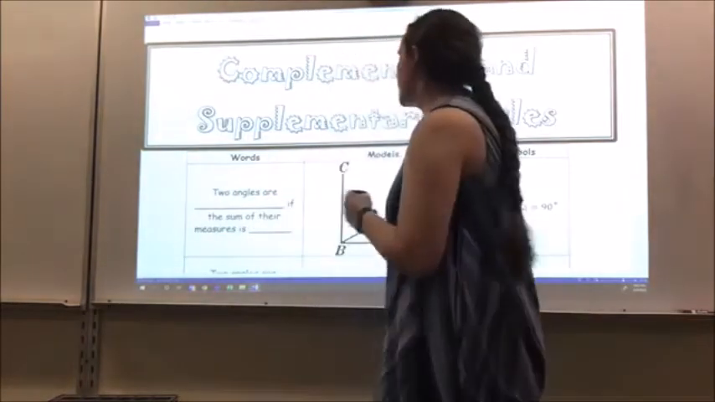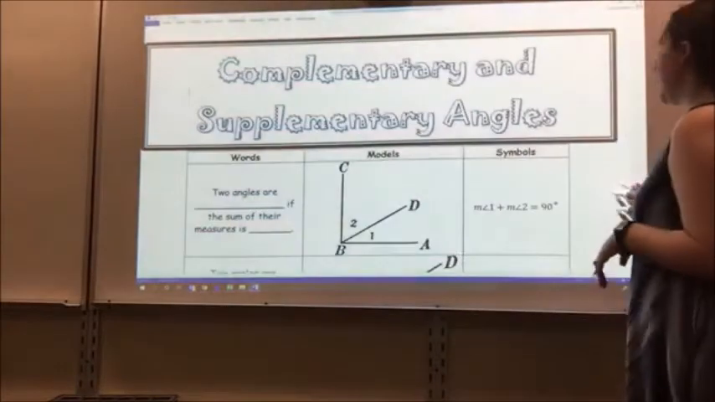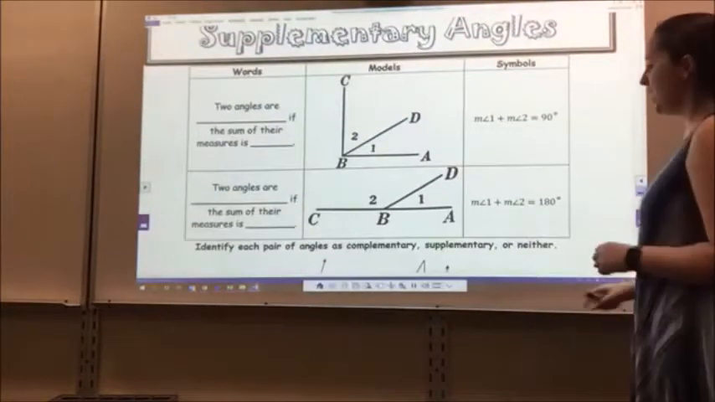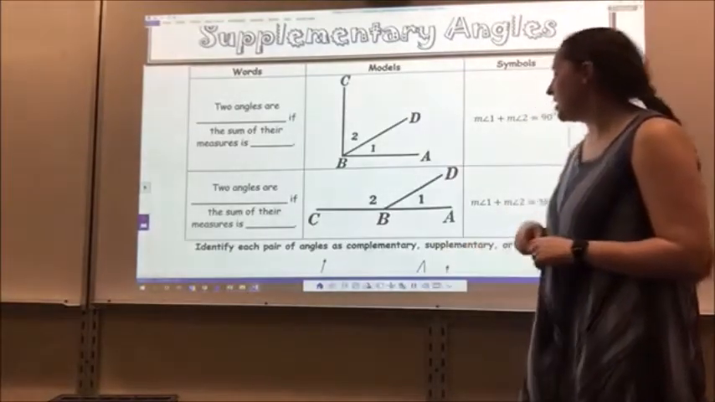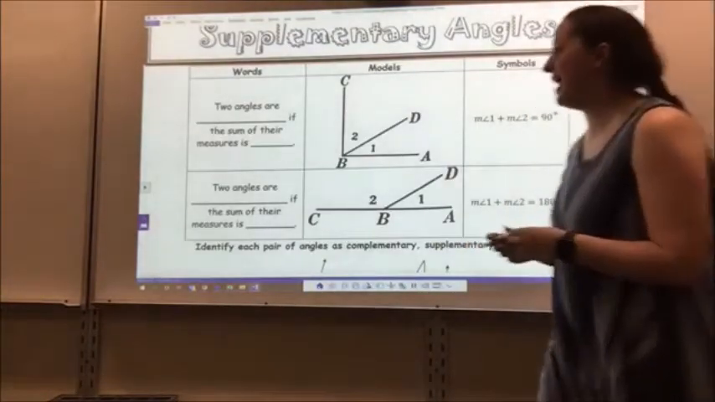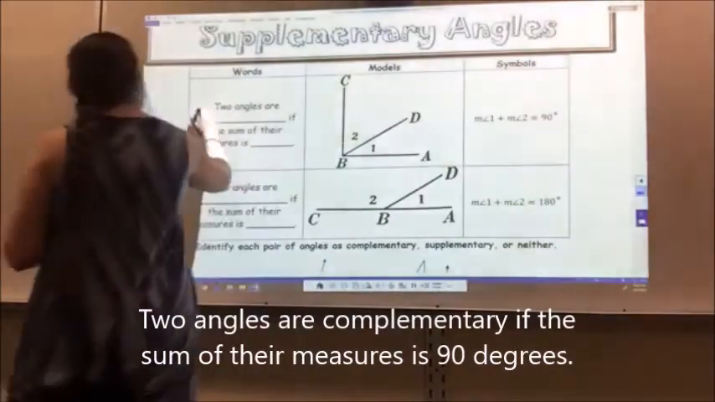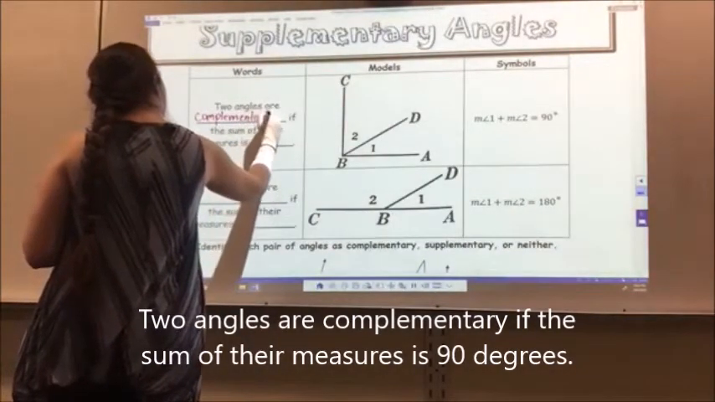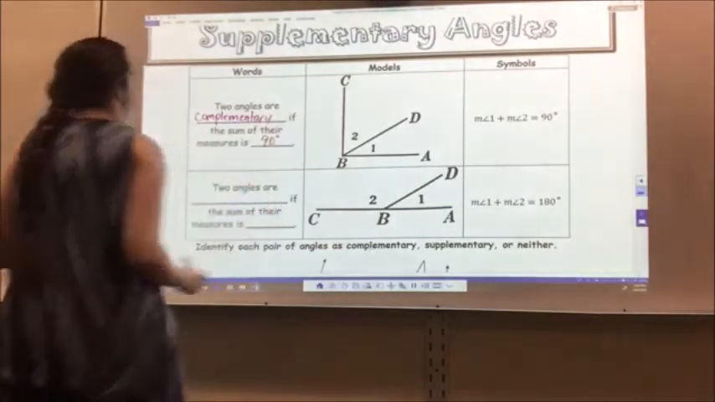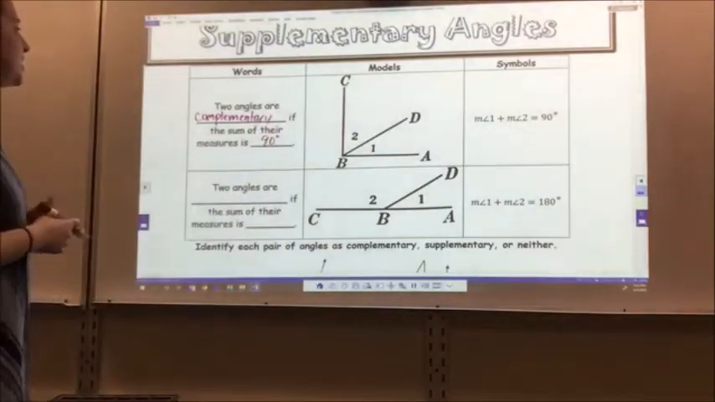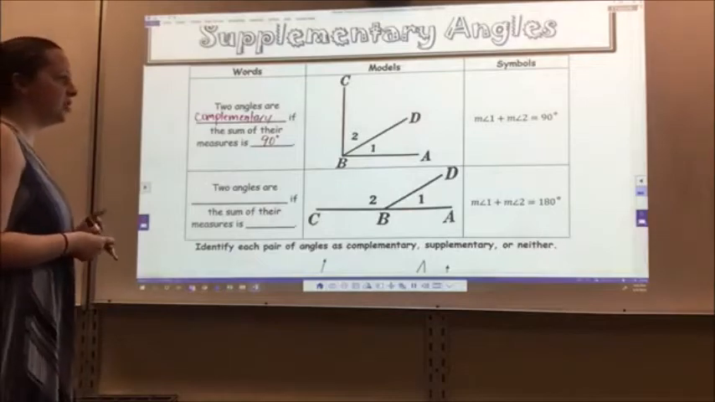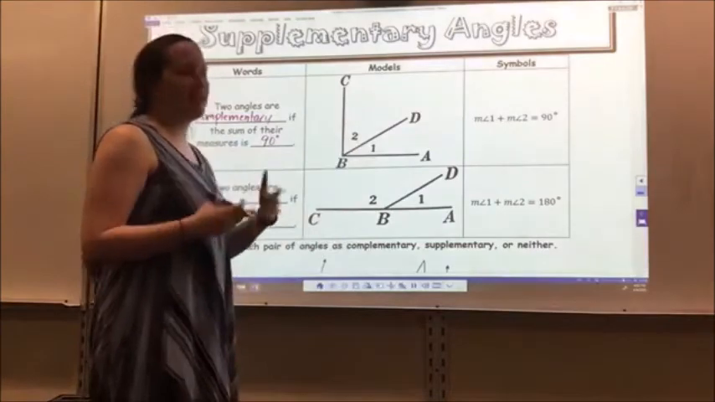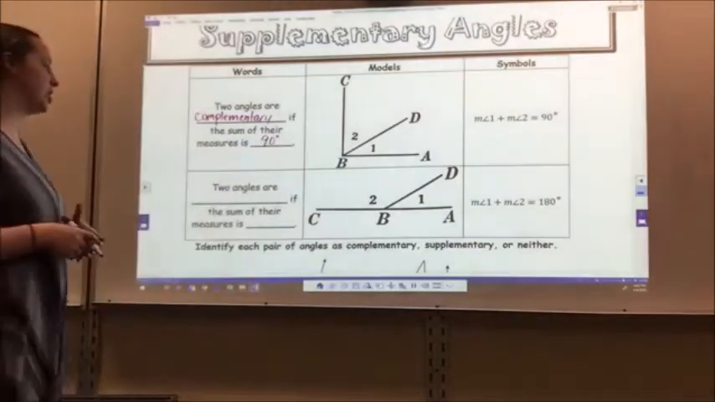So the first one, two angles are blank if the sum of their measures is blank. So in those two blanks, you're going to write complementary and 90 degrees. So two angles are complementary if the sum of their measures is 90 degrees. So you can see from the example, angles 1 and 2 form a 90-degree angle. They're complementary to each other.